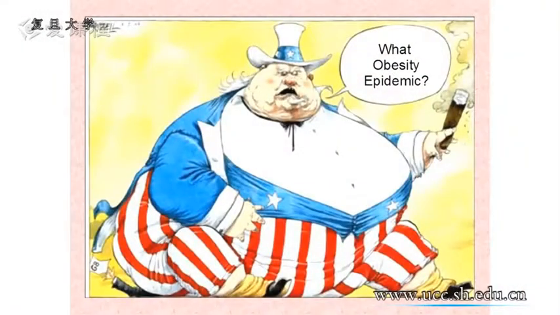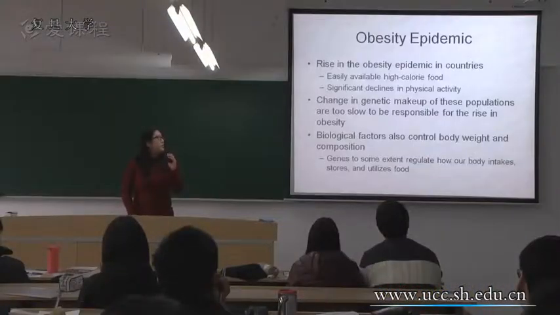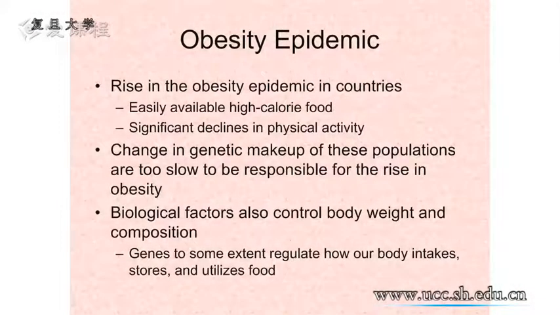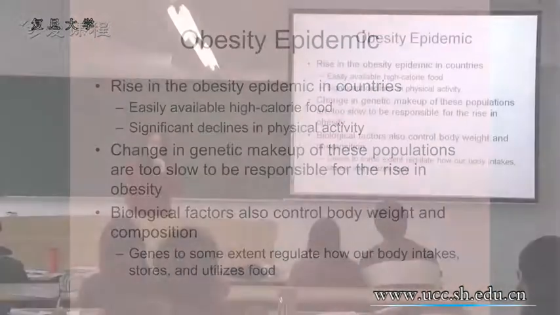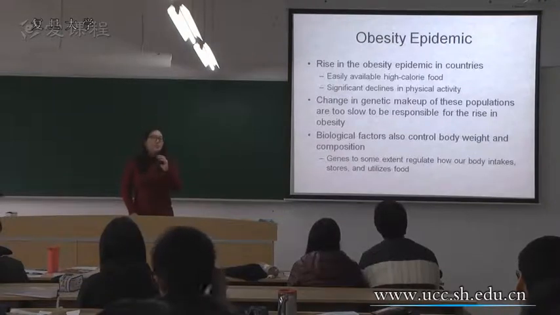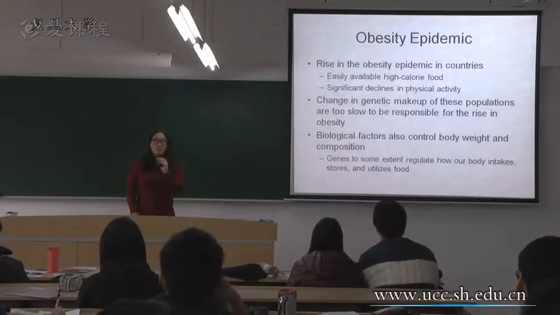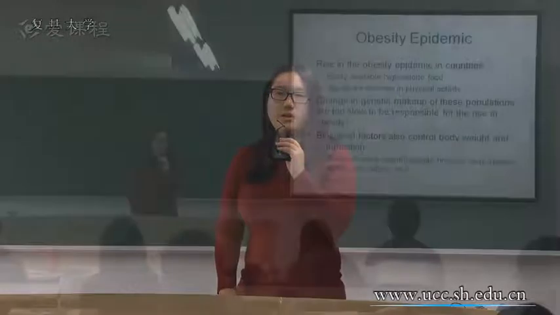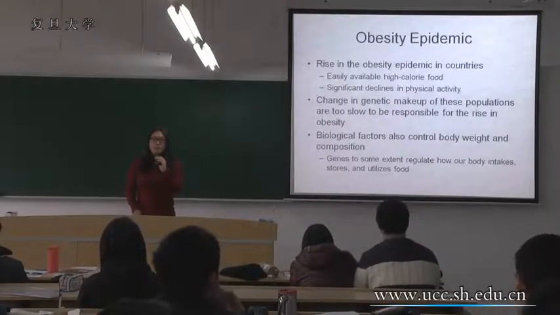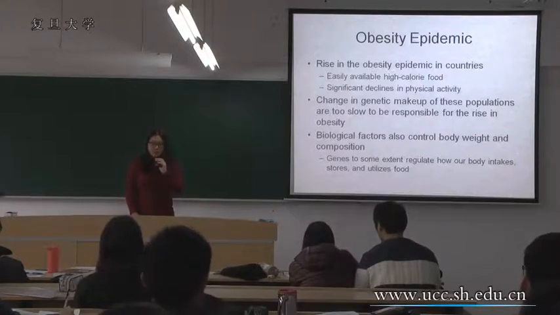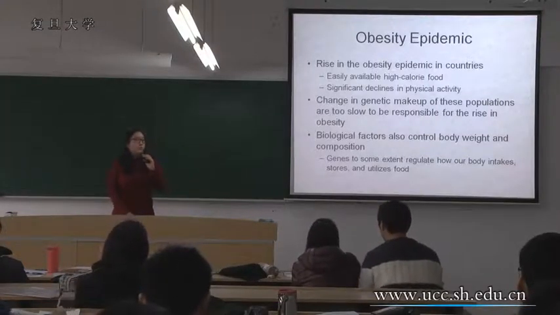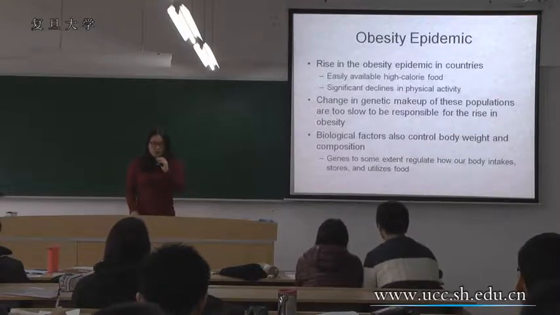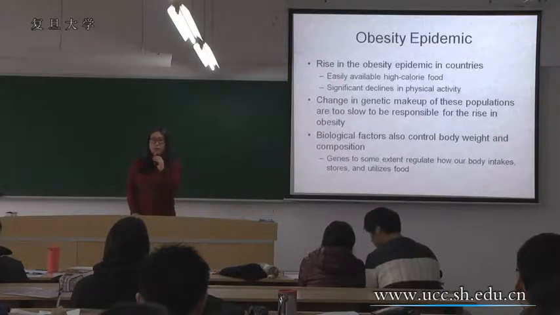So there is an obesity epidemic in America happening right now, in other countries too, especially in America, especially with the prevalence of high-calorie food and decrease in physical activity. And the genetic makeup of these populations cannot change this quickly as with the rise of the obesity epidemic. So we can know that it's not purely genetic factors that are causing this epidemic. However, biological factors do control body weight and composition, so we do know that genes to some extent regulate how our body intakes, stores, and utilizes the food that we eat.